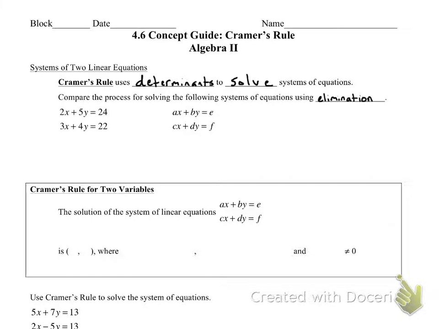Compare the process by solving the following system of equations by using elimination. Not going to do that. But I do want to point out that the coefficient for x in the first equation, 2, that's A. The coefficient for x in the second equation, 3, that's C. Coefficient for y in the first equation, 5, is B. The coefficient for y in the second equation, 4, is D. All right, you're about to see a lot of A, B, C's, and D's. That's where that comes from. And what those two equations equal, 24 and 22, that is E and F.